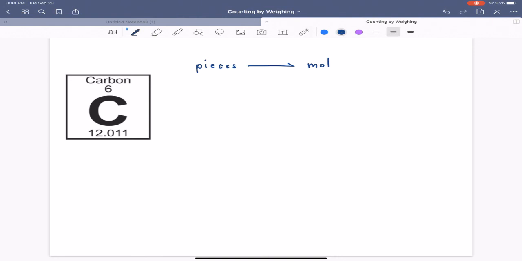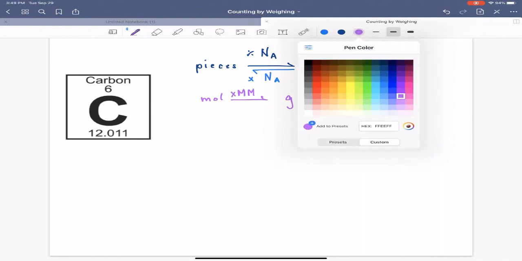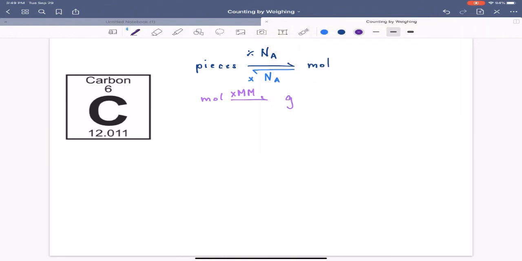moles, I need to divide by Avogadro's number, 6.022 times 10 to the 23, and that works for every kind of thing. If I'm going from moles to pieces, I'm going to multiply by Avogadro's number. If I'm going from moles to mass, now I need to use the molar mass given on the periodic table, and I'm going to multiply. If I'm going from mass to moles, I'm going to use the molar mass for that particular element on the periodic table, and I divide.